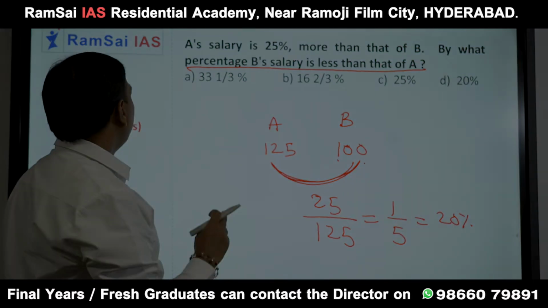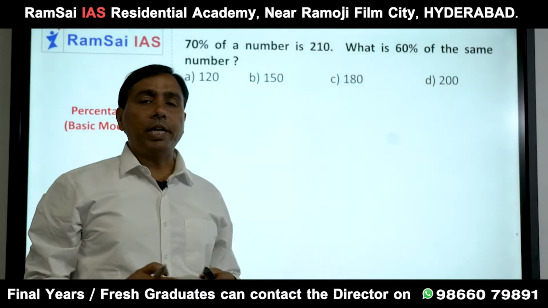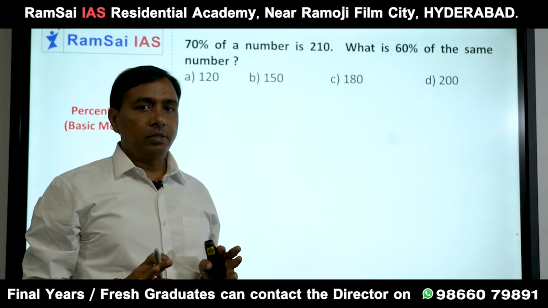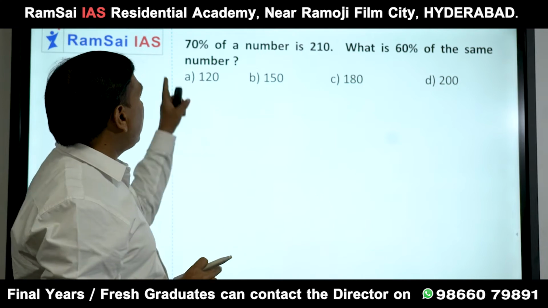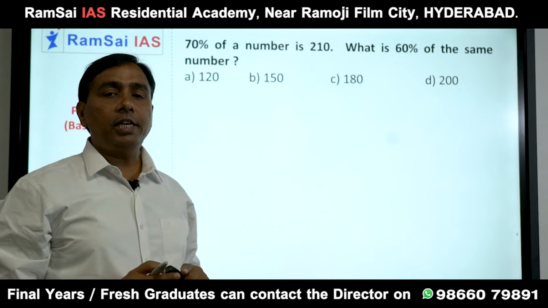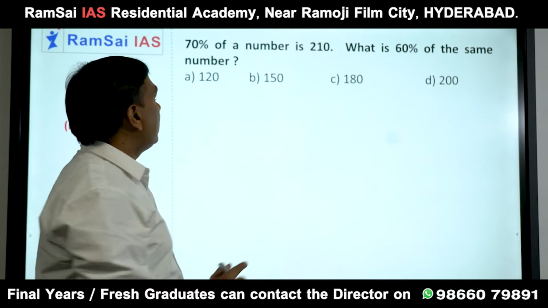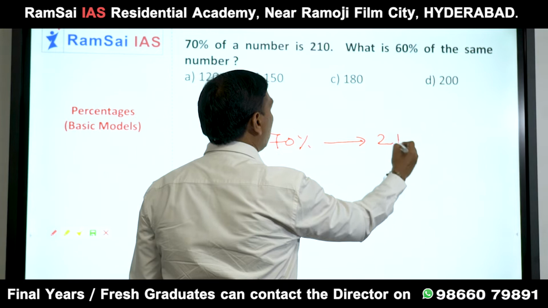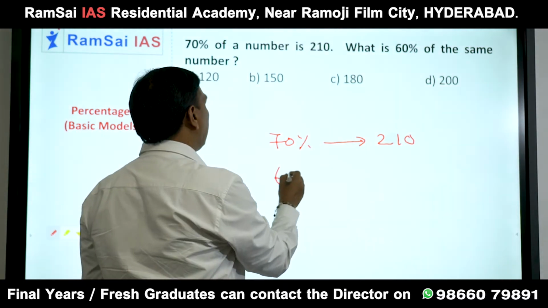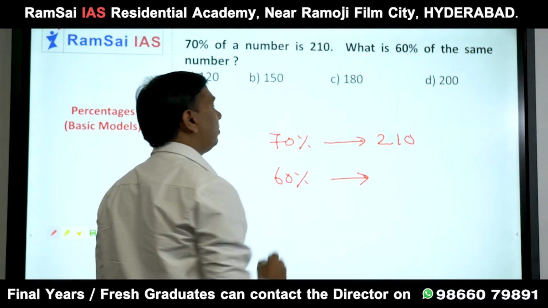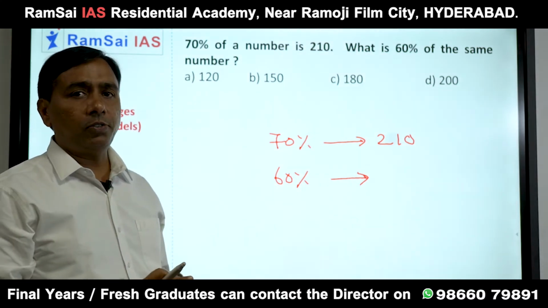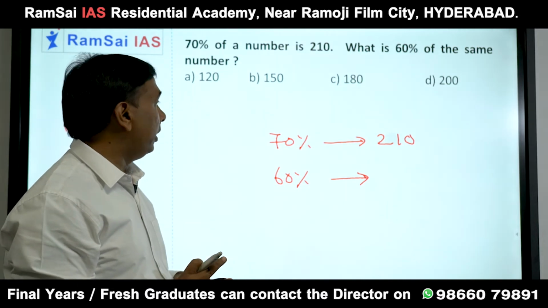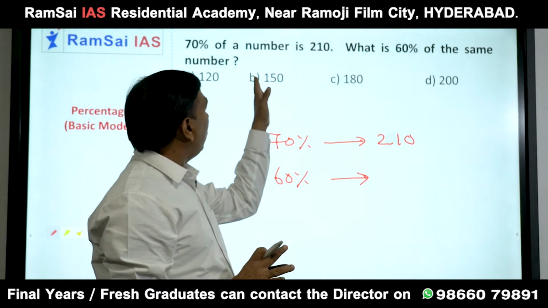So that's it. 70% of a number is 210. The totality is always 100%. He is saying a number is 100% always, and 70% of it is 210. What is 60% of the same number? Very simple. You need not find the number for this particular thing that is required. You need not go about finding the number.